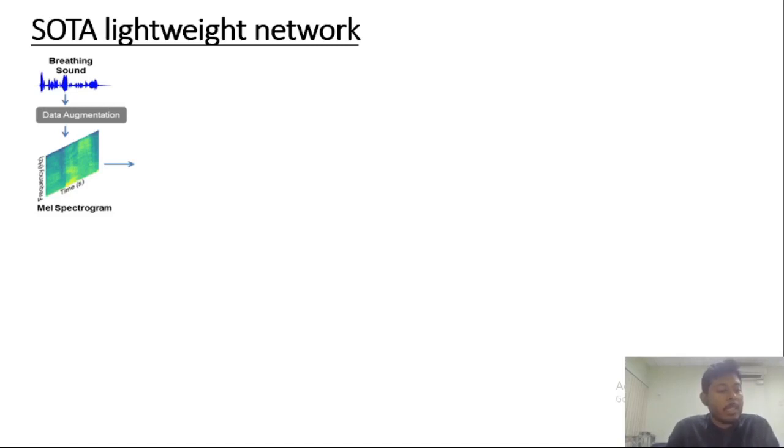Then they converted the time domain data into a time frequency representation. But here they used a Mel spectrogram. What is a Mel spectrogram? A Mel spectrogram is basically a more sophisticated version of the normal vanilla spectrogram. It converts the normal spectrogram into Mel bins and gives the time frequency representation in a compact form.